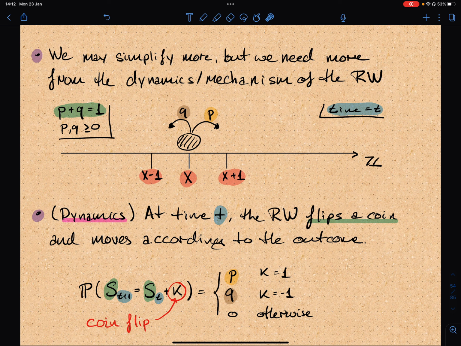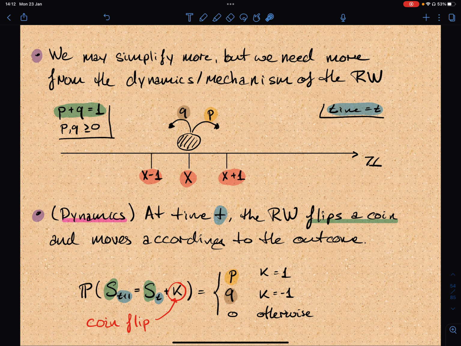So let's look at our random walker. Here we're at a precise location in time, at time t, and at time t our random walker is at location x. After time t it's moving in the lattice, in the integers. It's either going to jump to the right or jump to the left.